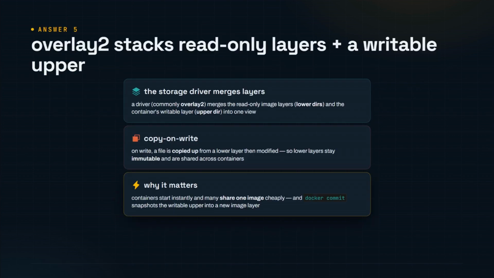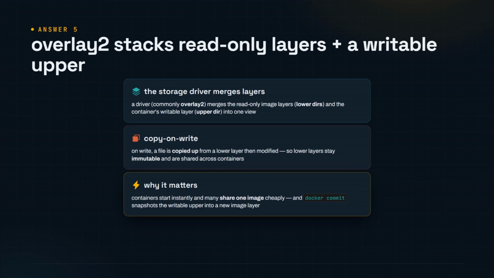The expert answer. An image is a stack of read-only layers, and a running container adds one thin writable layer on top. A storage driver, most commonly overlay2, merges them. The read-only image layers become the lower directories, the container's writable layer is the upper directory, and overlay2 presents all of them as a single unified file system the process sees.